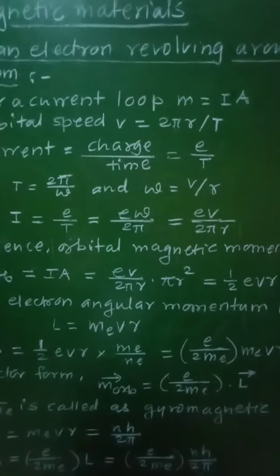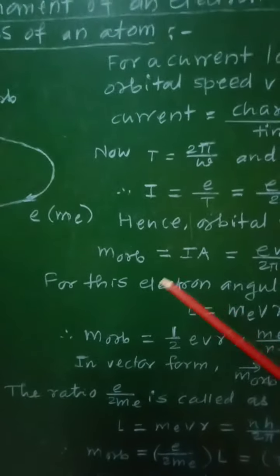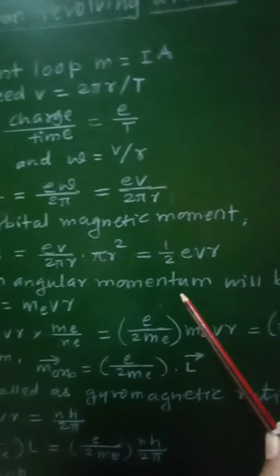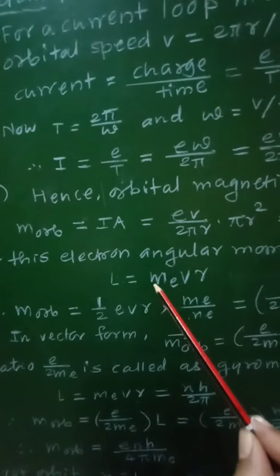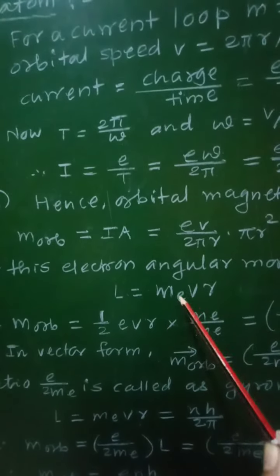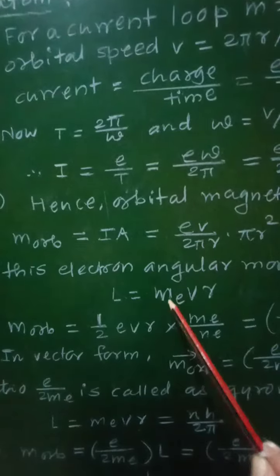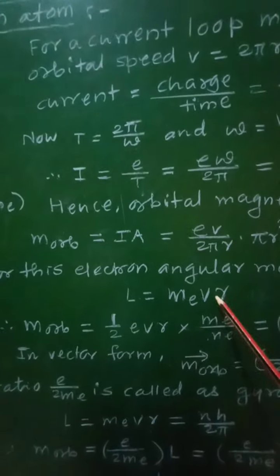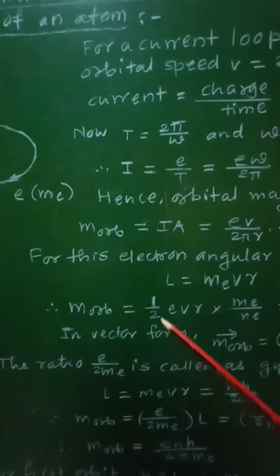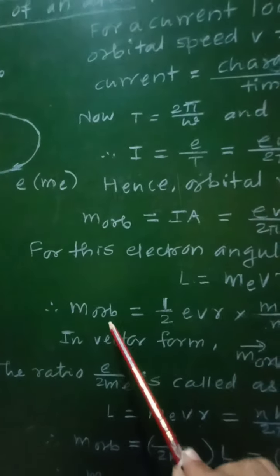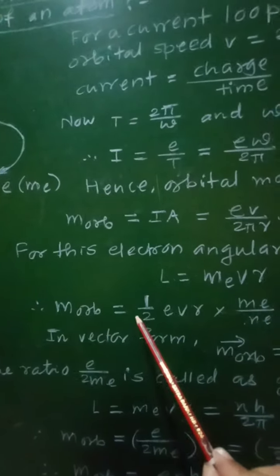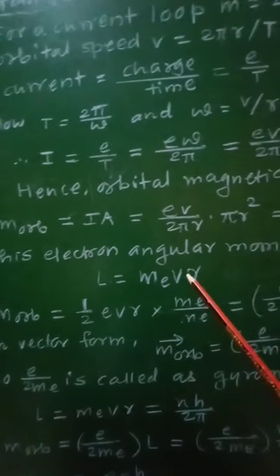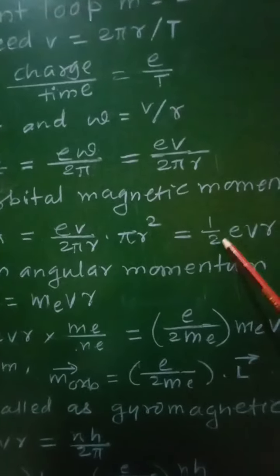Now for this electron, angular momentum, which is given as L is equal to m_e v r, where m_e is the mass of the electron, v is the speed, and r is the radius of the orbit. So L is equal to m_e v r, and therefore we can write the orbital magnetic moment m_orbital equal to half e v r.